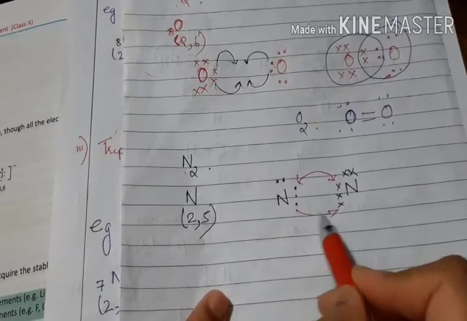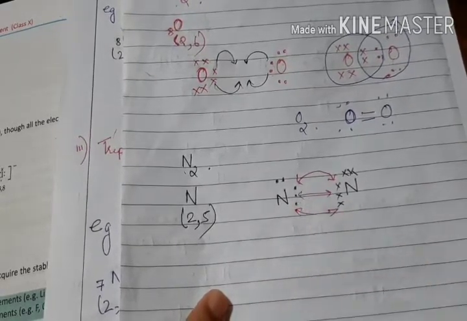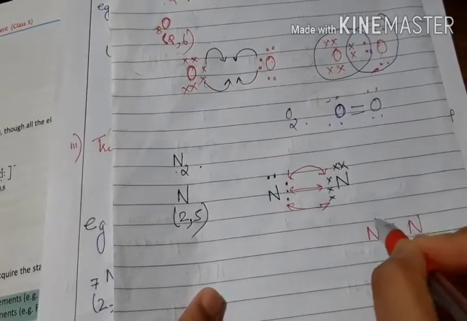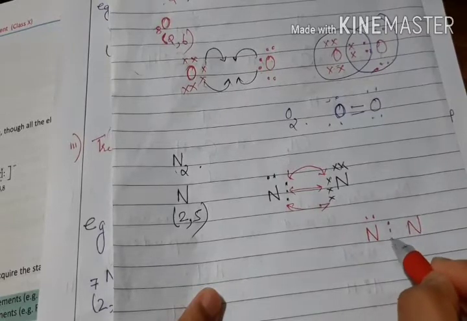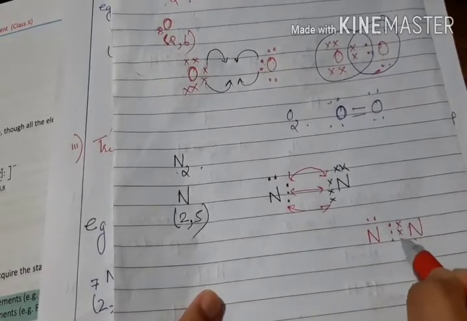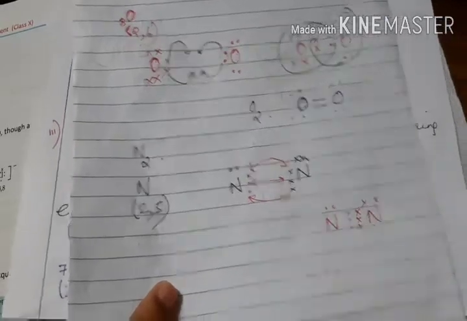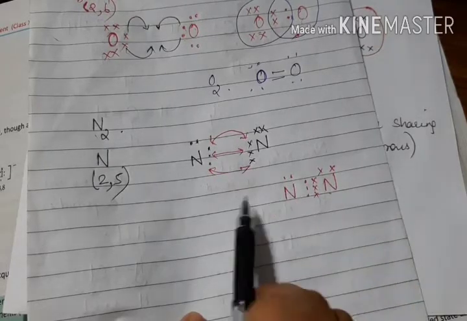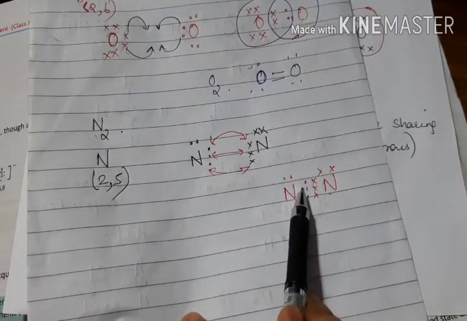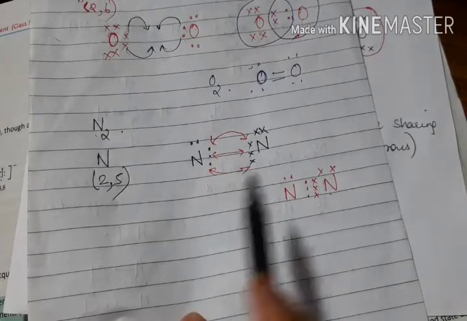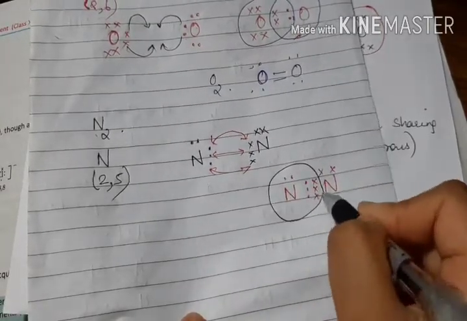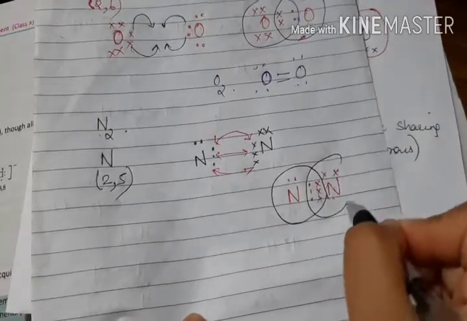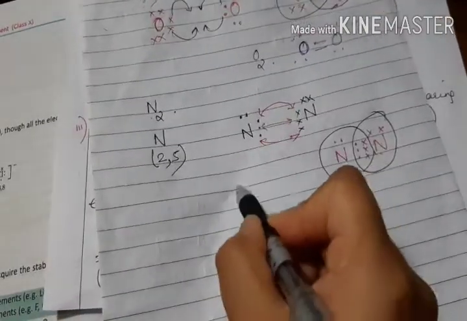1, 1. Again 1, 1. I'll draw it like this. So we'll have N, with 1, 2 of its own, then 3 in the middle, sharing. This nitrogen also has 3 shared and 2 of its own. Are you getting it? Now let's count: 1, 2, 3, 4, 5, 6, 7, 8. Octet. Here, this nitrogen: 1, 2, 3, 4, 5, 6, 7, 8. Octet complete. So let's draw the bonds.